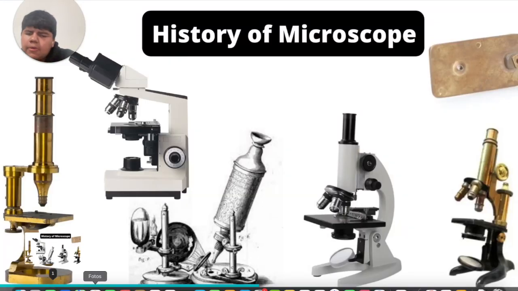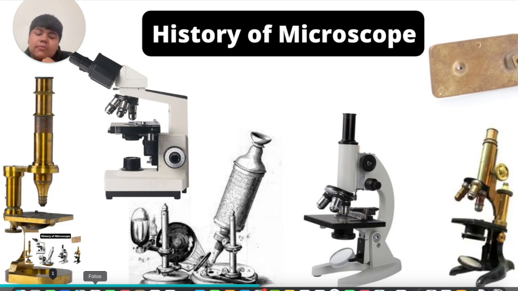My name is Emiliano, and now I'm going to present the history of the microscope and the cell theory. First, the microscope dates back to the 16th century when Hans and Zacharias Janssen created the first compound microscope.